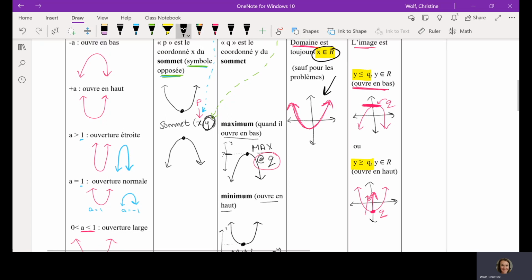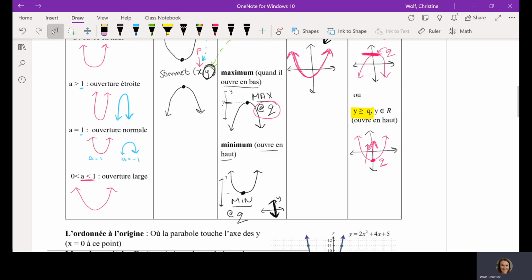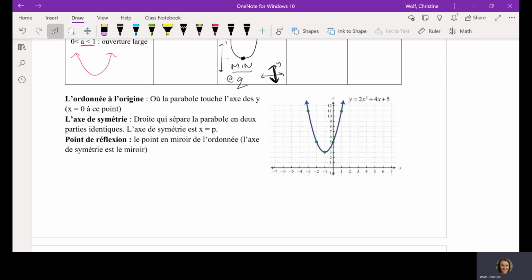OK, so voilà tous les nouveaux termes. Je sais que ça a l'air comme c'est beaucoup, but I promise you, once we do examples, it'll get easier. Just quelques définitions ici. Vous savez déjà l'ordonnée à l'origine. This is a little review.